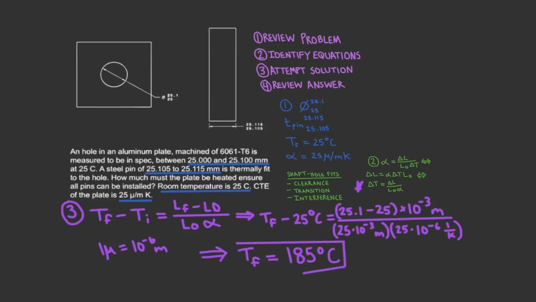Solving for our final temperature, we add 25 degrees Celsius to the right-hand side of our equation, and we find that the final temperature of the plate, such that we get the maximum hole diameter to allow for the easiest fit of our pin, is 185 degrees Celsius. Finally, let's move on to step 4, reviewing our answer.